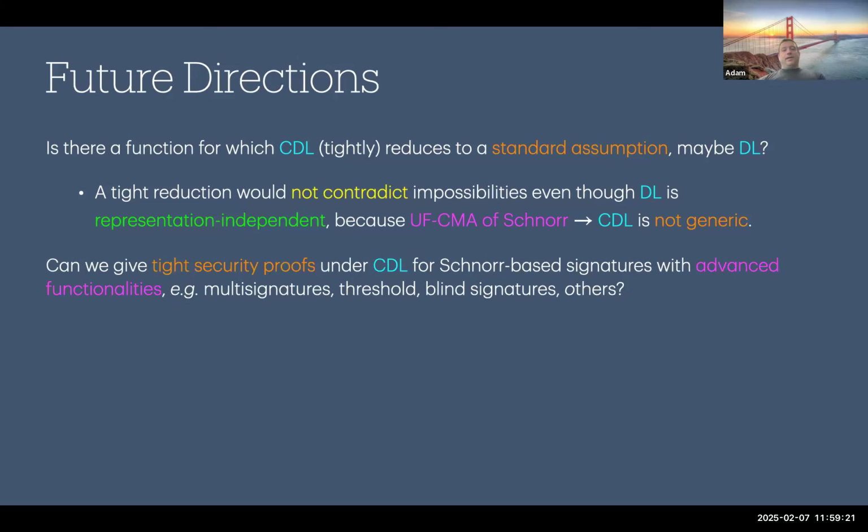Another direction I've been looking at: there are a lot of protocols that build on Schnorr, like multi-signatures, threshold signatures, blind signatures, and adapter signatures. They all inherit these problems of loose security, so it would be nice to give tight results for them. We are looking at threshold signatures right now, and it seems to probably work, hopefully.